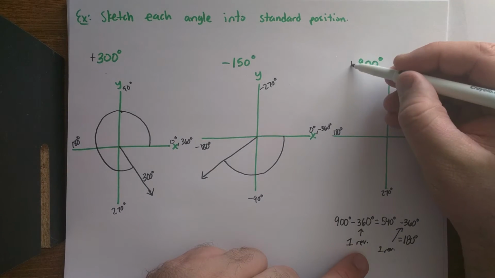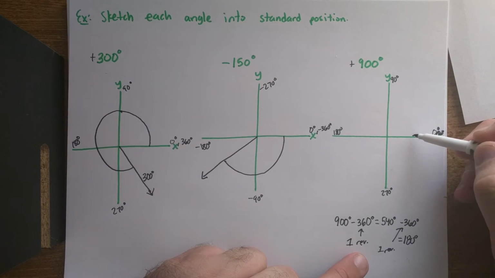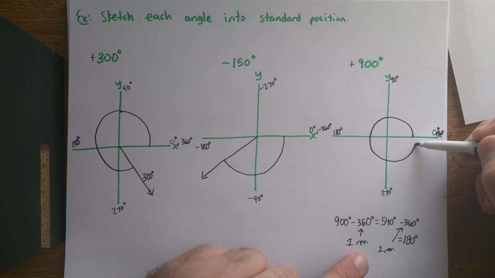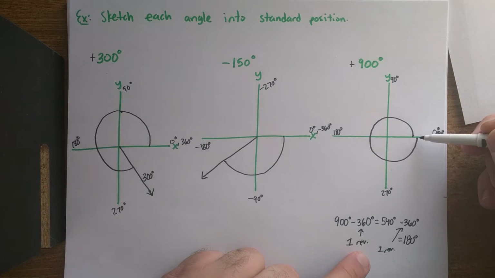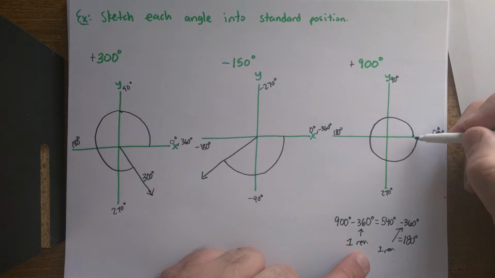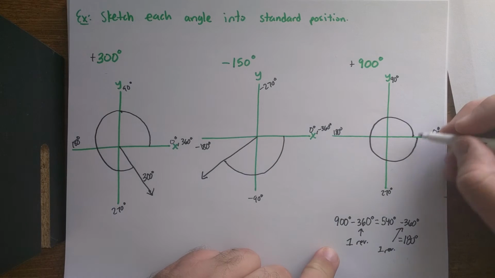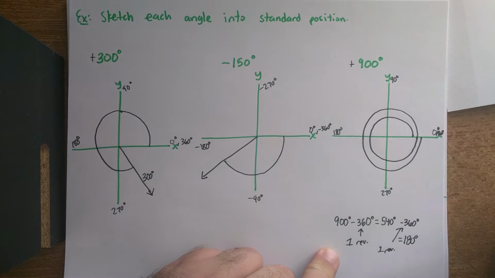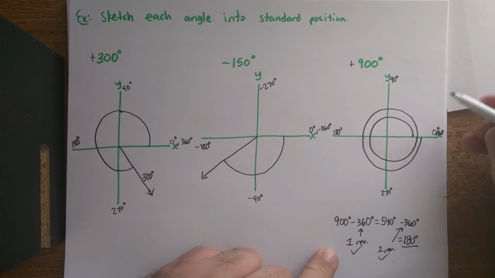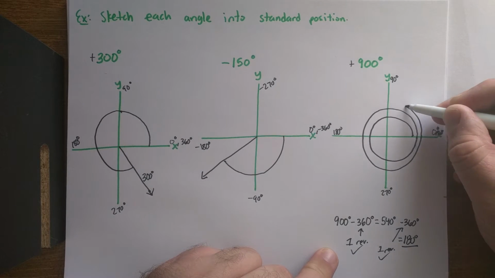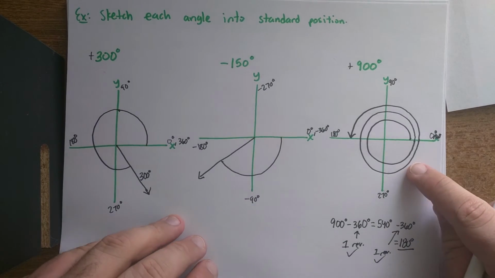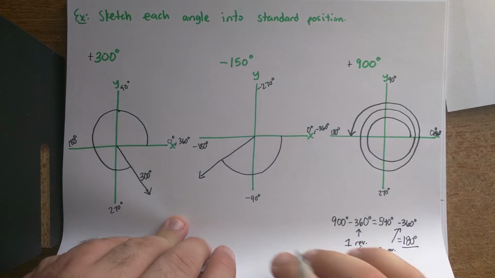So now this is a positive. So I'm starting here. So watch what happens. This is my first revolution, and look where it ends. See how I go a little bit past the initial points. So that's one revolution. That's that first revolution. Now I need to go again. And that's my second revolution. So that took care of both revolutions, but I still have another 180 to go. So that's actually going to land me right here. So that's a 900 degree angle in standard position.